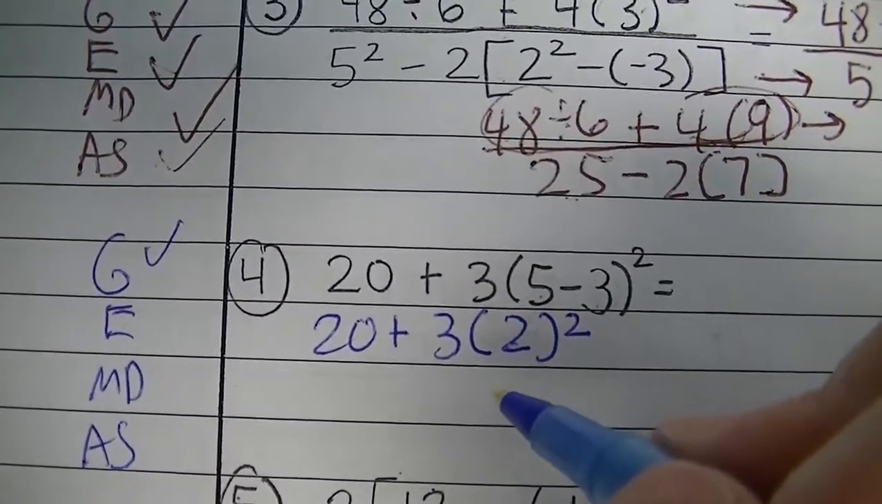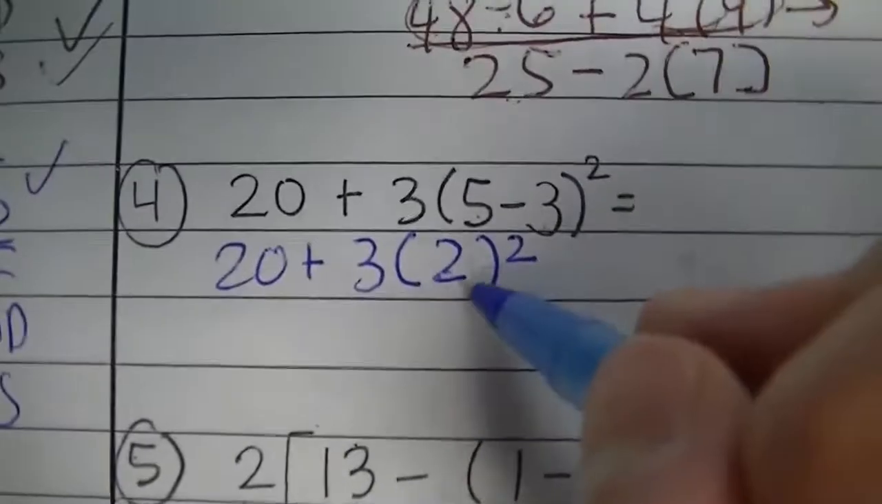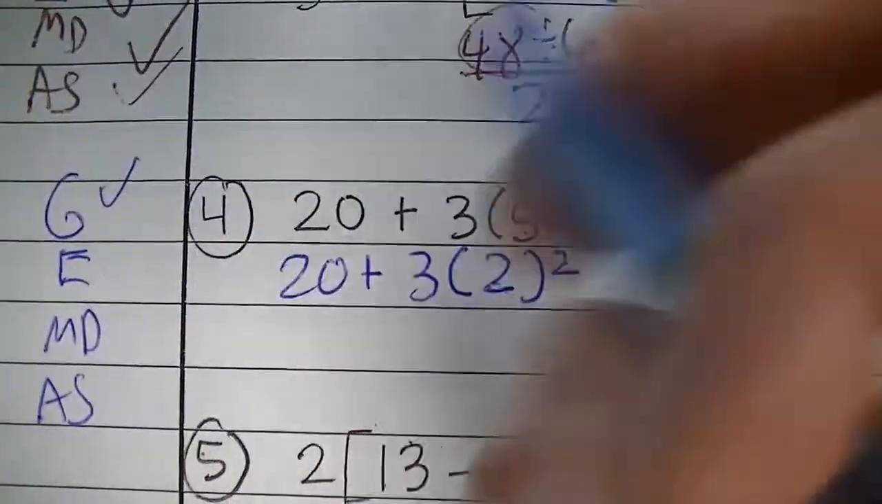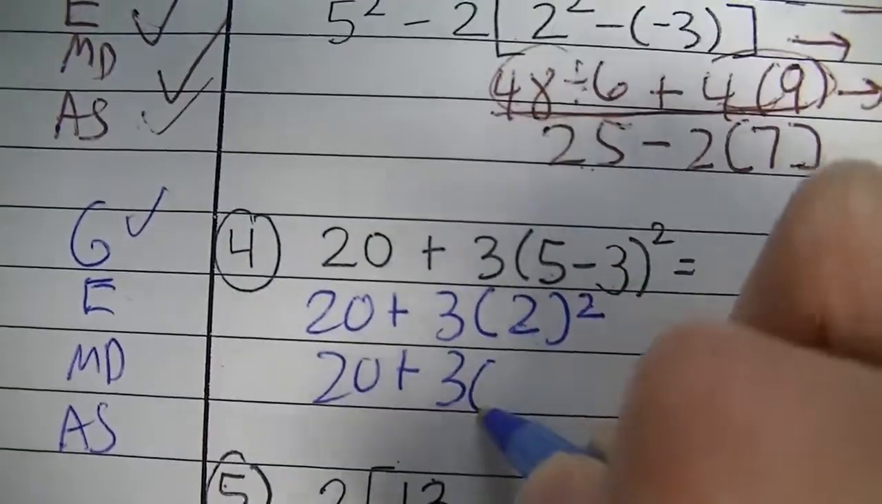And I know some of you out there might have worked ahead, and you might have found this mistake. You've got to do this right here first because that's what's next. So 2 squared is 4. So it's 20 plus 3 times 4.